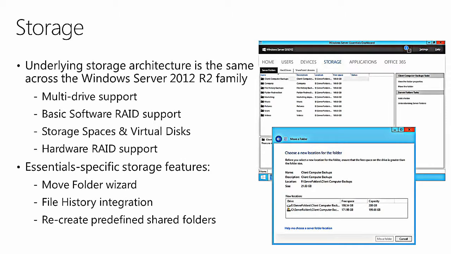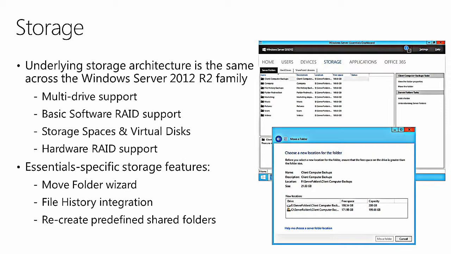So some of the things that Essentials helps out with, to make it a little bit easier, is a wizard for moving folders from one volume to another, one drive to another. Nothing super secret or magical about this, but it just takes care of all the details in terms of copying the data, assigning the appropriate access control lists, and all of these things.